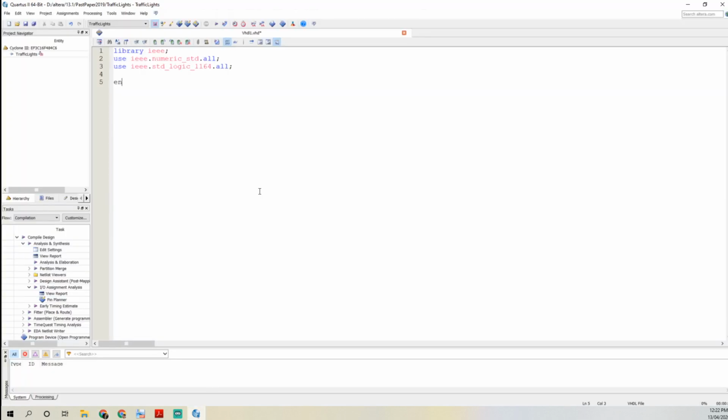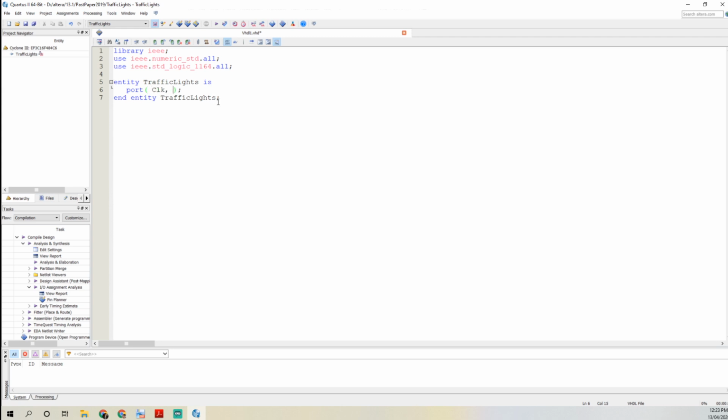I'm going to call the entity traffic lights. So entity traffic lights is... You see what I did there? To ensure that I don't leave out any close brackets or semicolons or the end statements, I type the surrounding code first, and then I'm going to fill in the rest after.